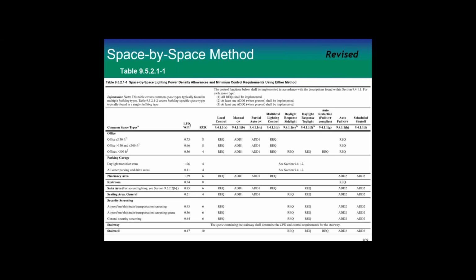Now the table for this is a nice table. It has everything you need to do the design for the space by space method. So here we go. Let's just look at an office type for now. Lighting power density. This is how many watts per square foot you're allowed to use for lighting the space.